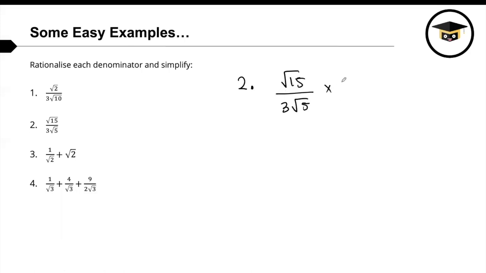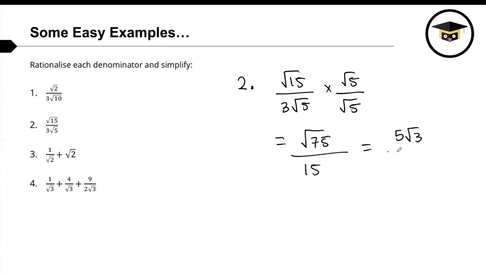So I'll just multiply by root 5 over root 5. That gives us root 75 on the top, and then 3 times 5, so 15 on the bottom. We know that root 75 simplifies to 5 root 3, and so we get 5 root 3 on 15, which is equal to root 3 over 3. So we'll call that method 1.